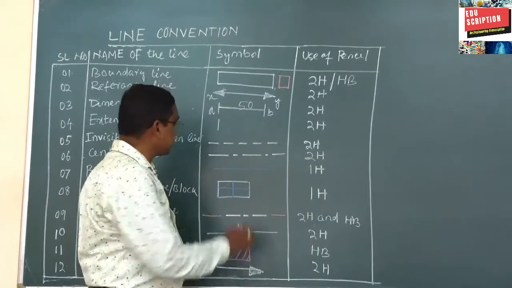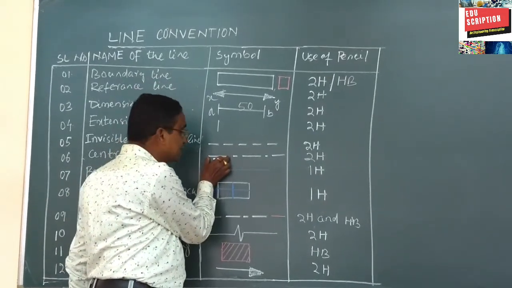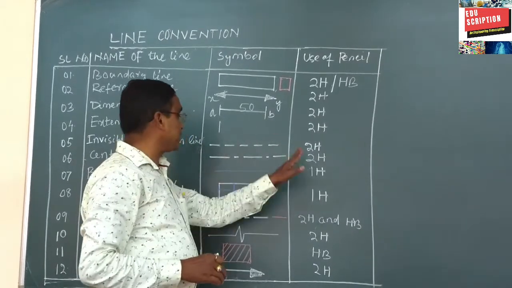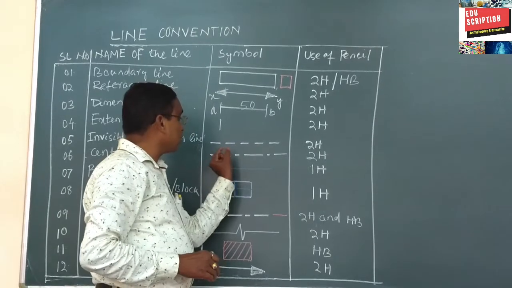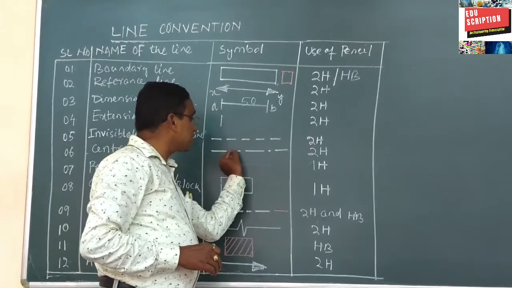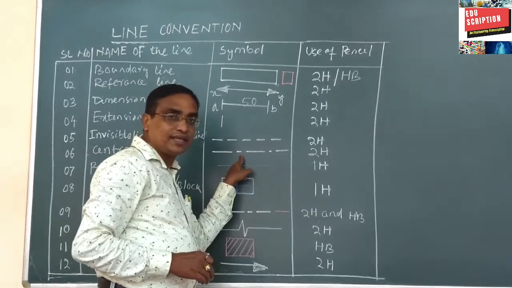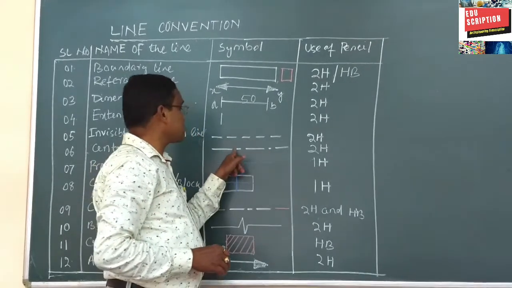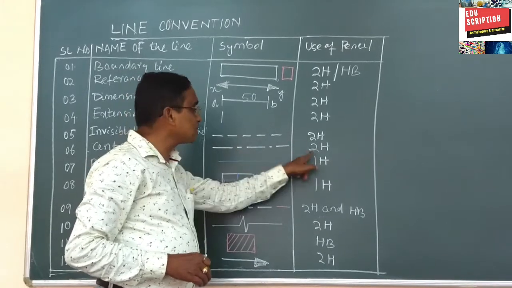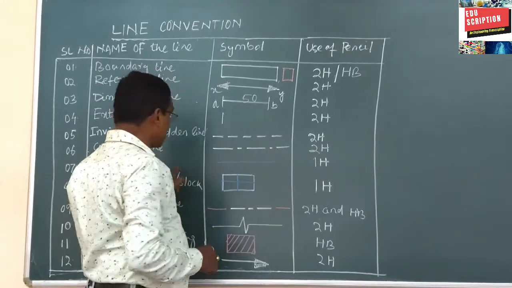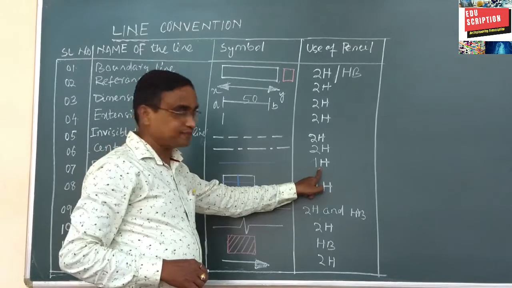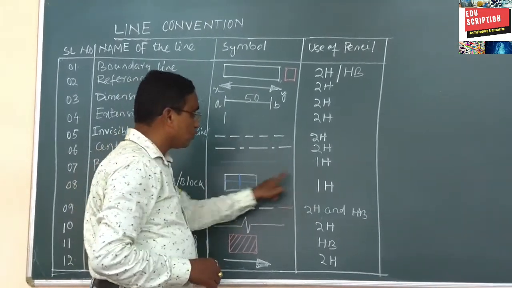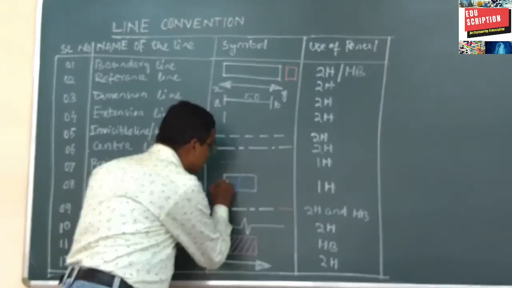For the center line, the long line is 3x, the gap is 1x, and the small line is 1x. Accordingly you maintain it. The width of the gap must be equal to the width of the small line, and the length of the long line is 3 times that of the small line. So the center line, 2H pencil. Projection line, 1H pencil. Construction line or block line, 1H pencil.